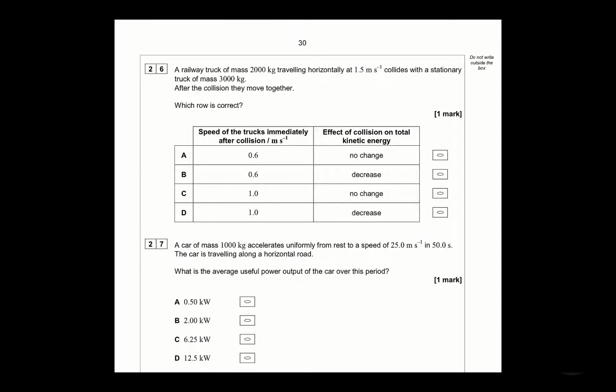Okay, a railway truck of mass 2,000 kilograms traveling horizontally at 1.5 meters per second collides with a stationary truck of mass 3,000 kilograms. After the collision, they move together. So inelastic collision. So the speed of the trucks immediately after the collision will be, well, 1.5 times 2,000 divided by 5,000.